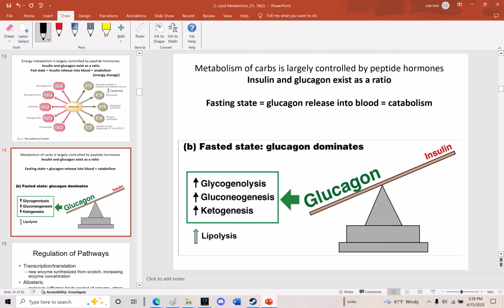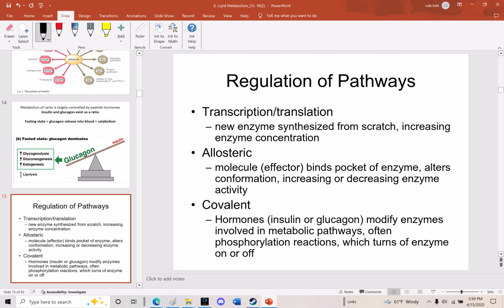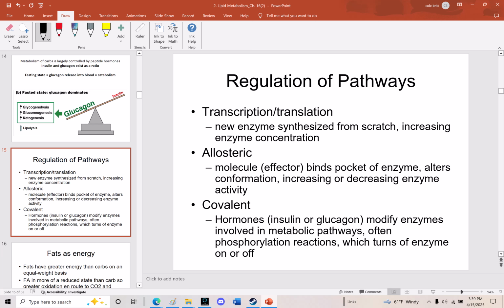You've seen this slide before. There are 3 ways we regulate these pathways. One of them is by making the new enzyme from scratch. This is actually called de novo synthesis, and you'll see this term more. De novo synthesis is synthesis from scratch. So that's where the body goes into the cell and turns on or off the synthesis of the enzyme.